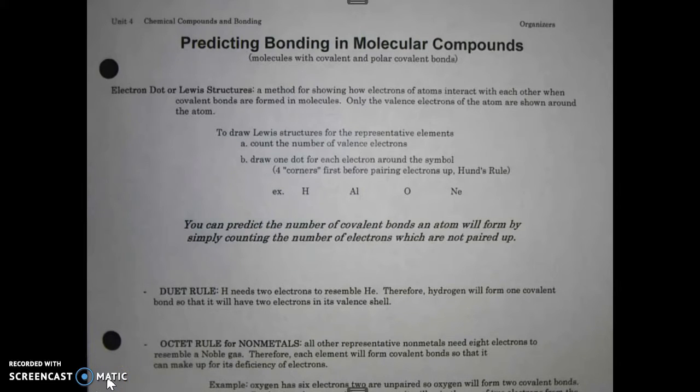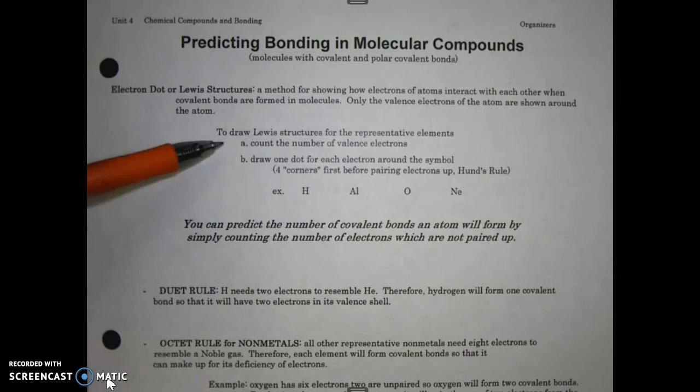Hello. So this video is an introduction to the idea of Lewis structures, which is the way that we show bonding in molecular substances, so things that have nonpolar and polar covalent bonds. We're going to start off taking a look at something called electron dot or Lewis dot structures. They're a way of showing how the valence electrons get distributed around the central atom, as a way for us to predict how bonding is going to take place.